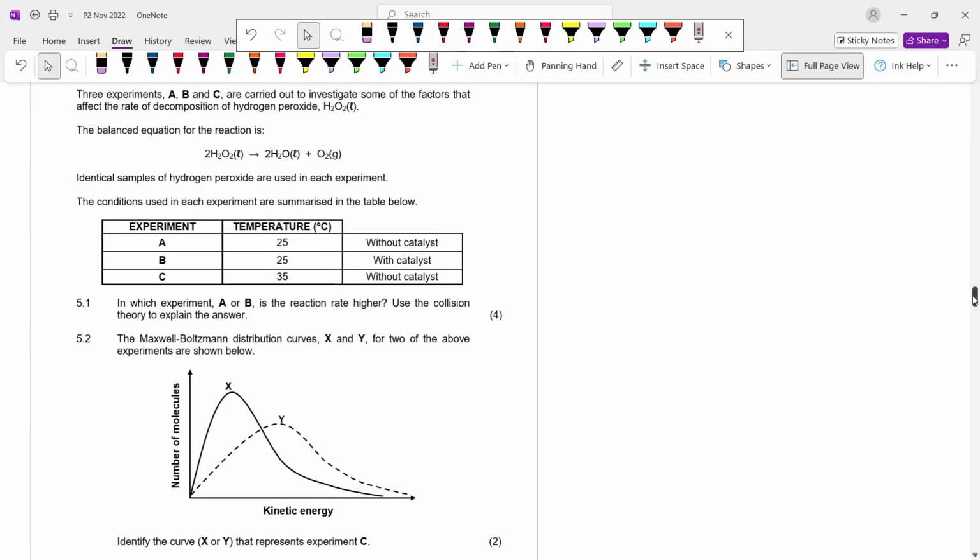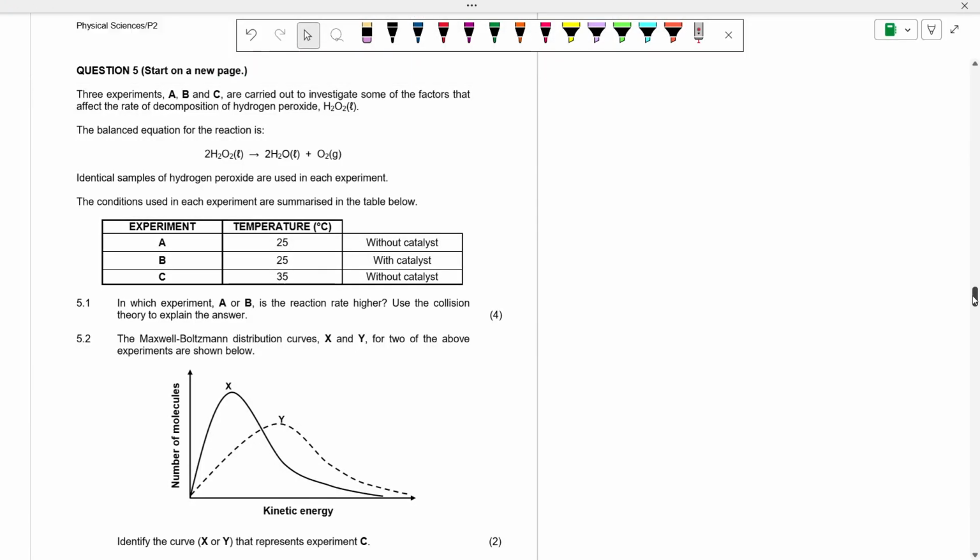Okay, these experiments, three experiments, A, B, and C, are carried out to investigate some of the factors that affect the rate of decomposition of hydrogen peroxide, which is H2O2, and it starts off as a liquid, as we see. And then they say the balanced equation for the reaction is 2H2O2, and then this gives 2 water molecules, also liquid, plus hydrogen gas.